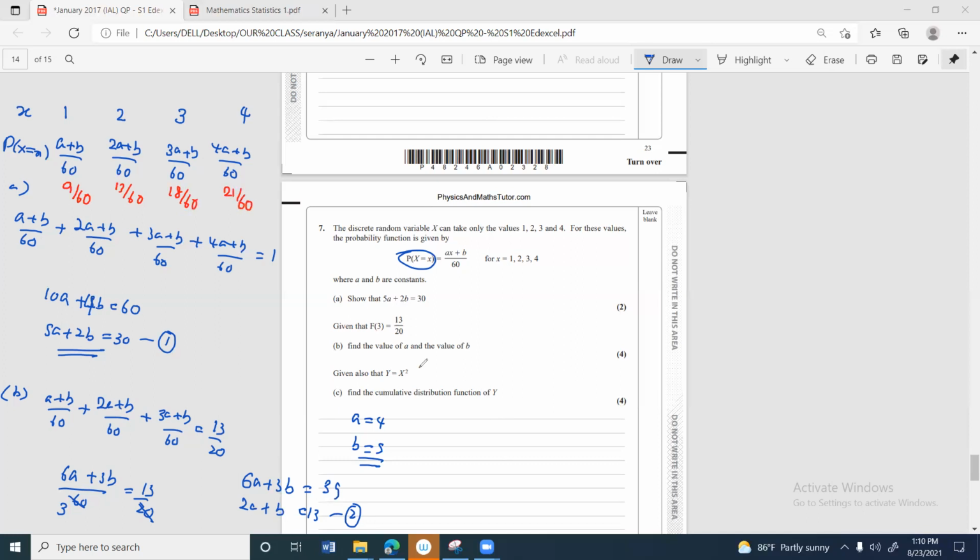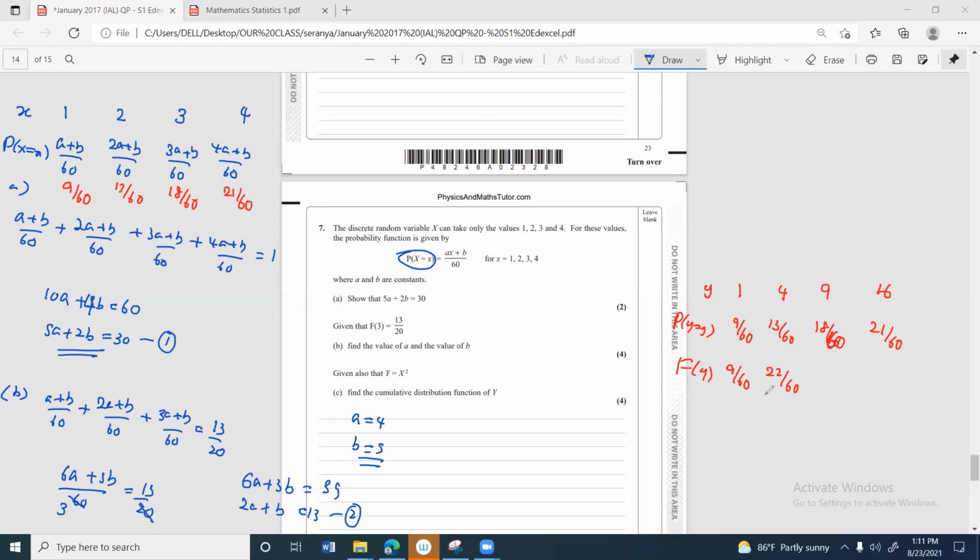Given also Y equals X squared, find the cumulative distribution function of Y. This is pretty simple. Given that Y equals X squared, we need to find the cumulative distribution of Y. So initially, we will mark the distribution of Y. What are the Y elements? It's X squared: 1, 4, 9 and 16. The respective probabilities are 9 over 60, 13 over 60, 17 over 60 and 21 over 60. Therefore, you can get the capital F of Y: 9 over 60, then at this 4, it's 22 over 60.